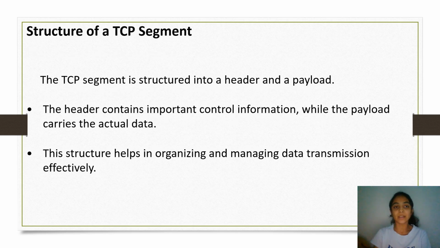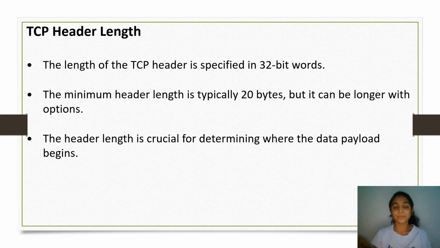Structure of TCP segment. The TCP segment is structured into a header and a payload. The header contains important control information while the payload carries the actual data. The structure helps in organizing and managing data transmission effectively.